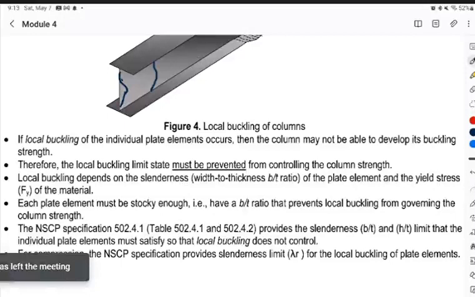So the local buckling depends on the slenderness or the width-thickness b over t ratio. Ayaw na mag-open ng ano ko. Rinig niyo pa ba ako, class? Yes, sir. Okay.